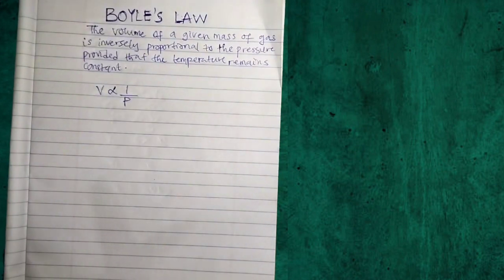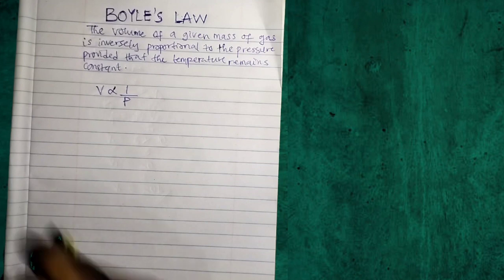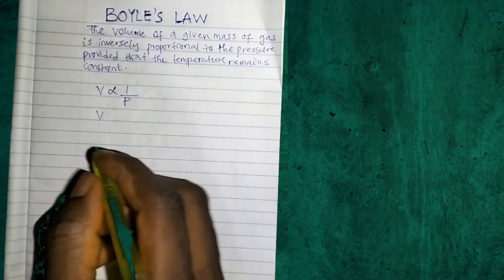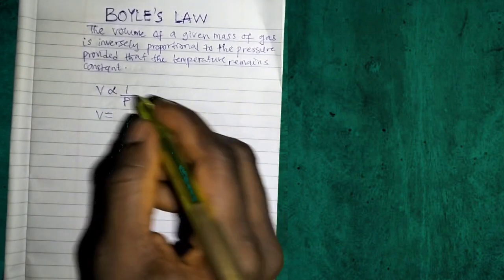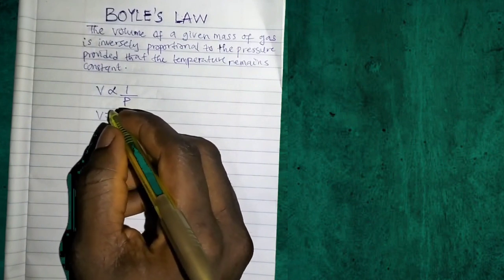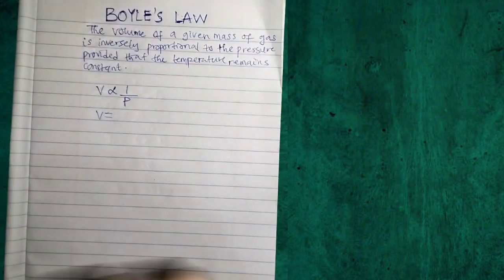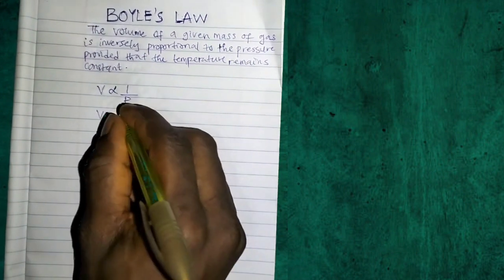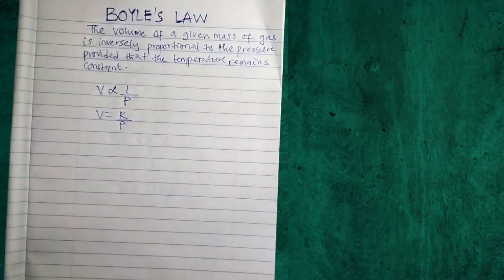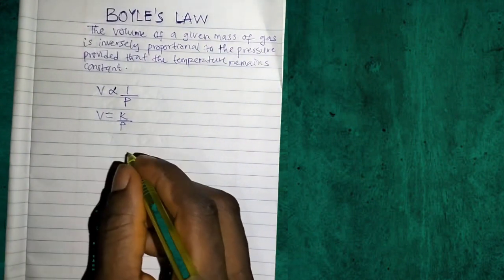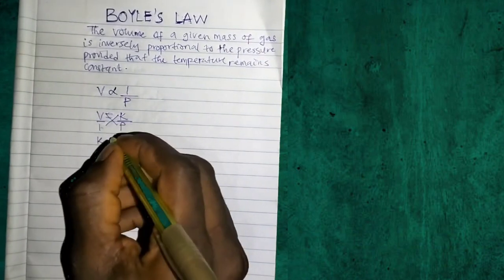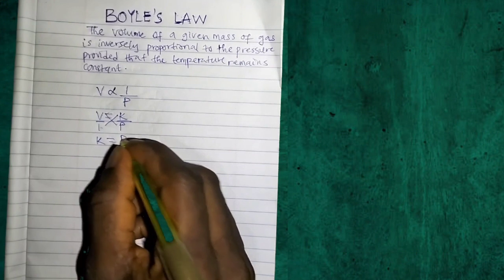Now we're going to use this law to provide a formula with which we will solve problems. For us to turn this into a formula, we introduce a constant. The proportionality sign changes to equal to, and we put a constant. The constant can be any letter, but normally in chemistry we love using K. So K multiplies 1 over P to give K over P. Now we need to make the constant subject of the formula, so we cross multiply. K times 1 is K, equal to P times V, is PV.